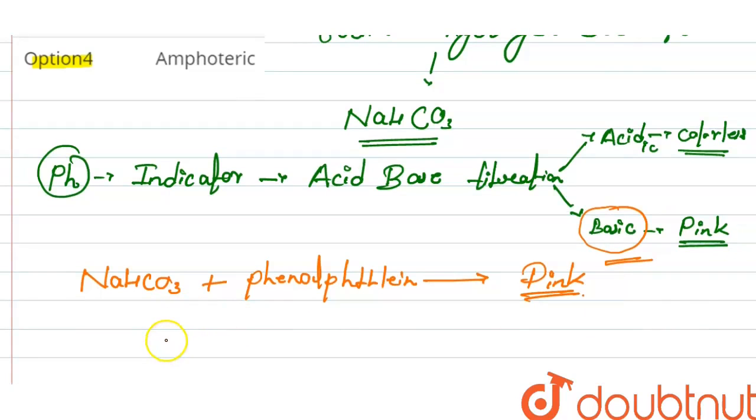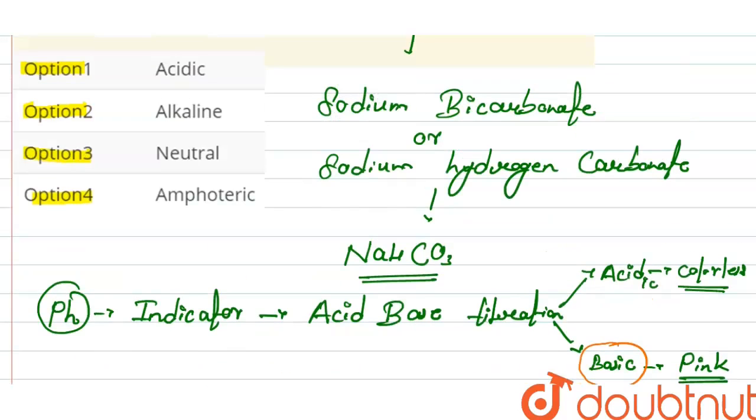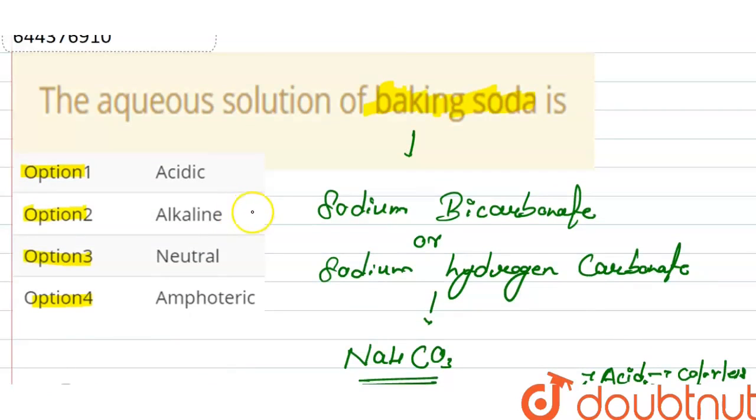And we also know that the pH of NaHCO3 is 9, which is also basic. So here it is proved that option number 2 is correct, that is, alkaline in nature.